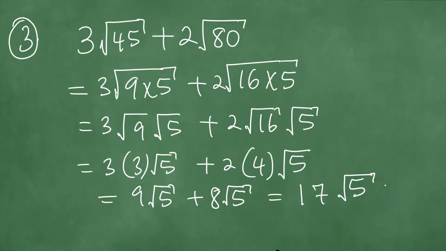17, and that's the answer. Even if you put these in your calculator, it's going to give you 17, the square root of 5. Okay, let's look at the next expression.